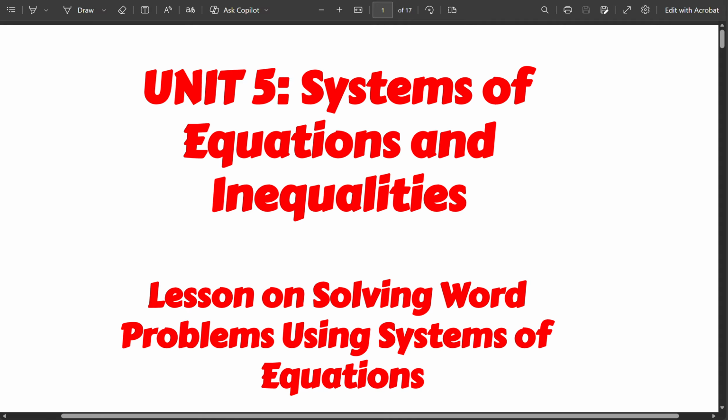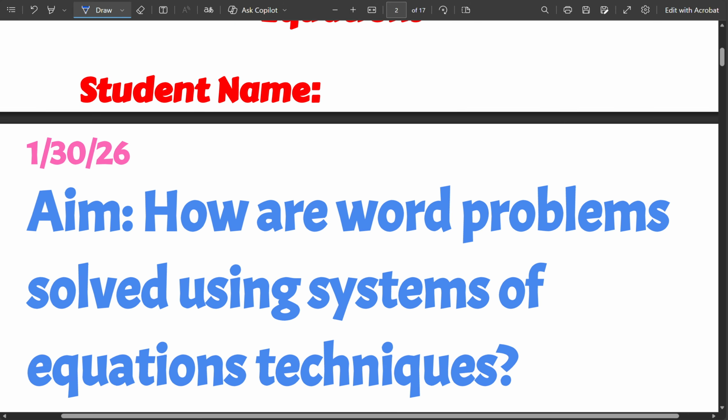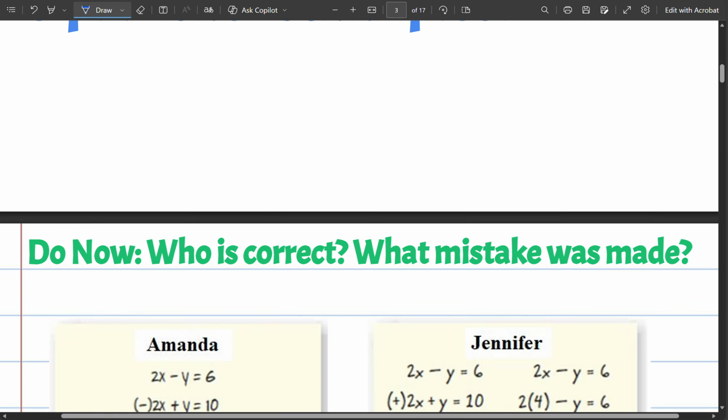Welcome to today's lesson on Unit 5, continuing our work with systems of equations and inequalities. Today we will be discussing section 5.4, solving word problems using systems of equations. Our aim for today is to learn how word problems are solved using systems of equations techniques. In other words, how do we use substitution or elimination or even graphing to solve word problems?